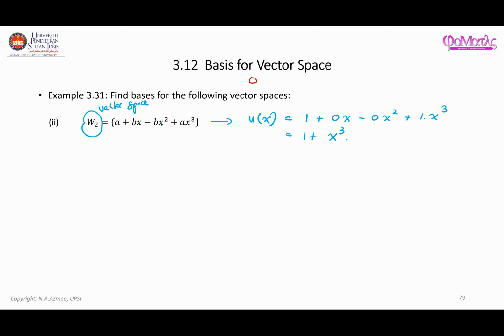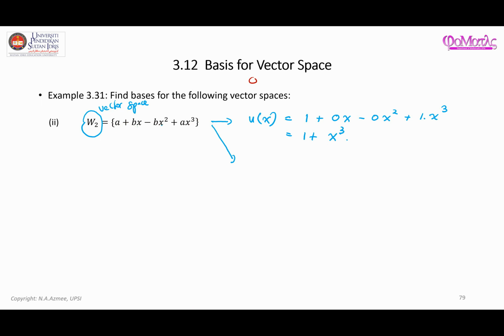So this is an example of a polynomial of degree 3 that fits the description defined for that particular vector space. So again, choose values of a and b that are easy to come up with or to calculate. Okay, so that is an example.